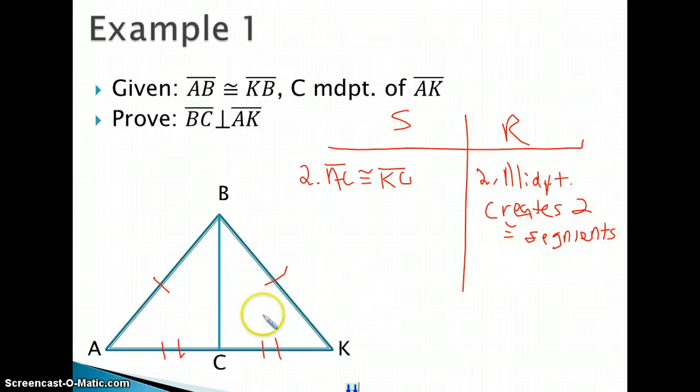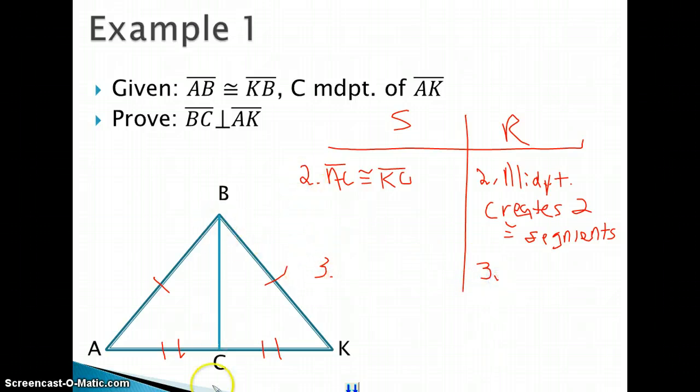And before the shortcut, in order to do this, we would have to show that BC was congruent to itself by reflexive property. We would have to show that the triangles are congruent. Triangle BCA and triangle BCK are congruent by side, side, side. Then I would have to show that angle BCA was congruent to angle BCK by CPCTC. Then I would have to show that angle BCA and BCK are right angles. And then I would have to show that BC is perpendicular to AK. Well, that's great. But there's an easier way.